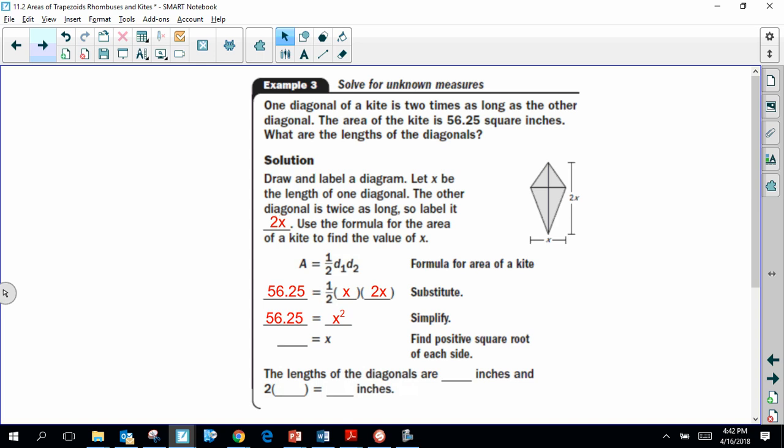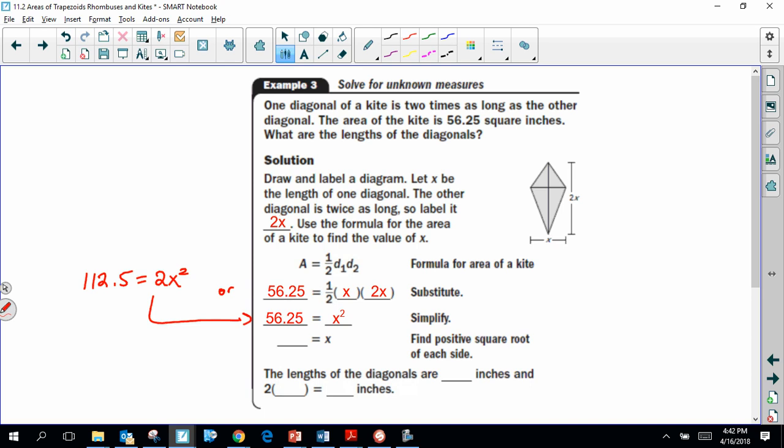The other way that I could do it is, what if the number on the right side of the equal sign wasn't a nice number? What if it was, instead of 2x, an odd number, like 3x or 5x? If we want to avoid decimals, we certainly can. What I would do in this case is multiply both sides by 2 to get rid of the fraction. If I multiply both sides of the equation by 2, that would give me 112.5 equals 2x squared. Obviously, when we divide by 2, we wind up back with the 56.25. But sometimes getting rid of the fraction through multiplication will be easier than trying to simplify it on the right side of the equal sign.